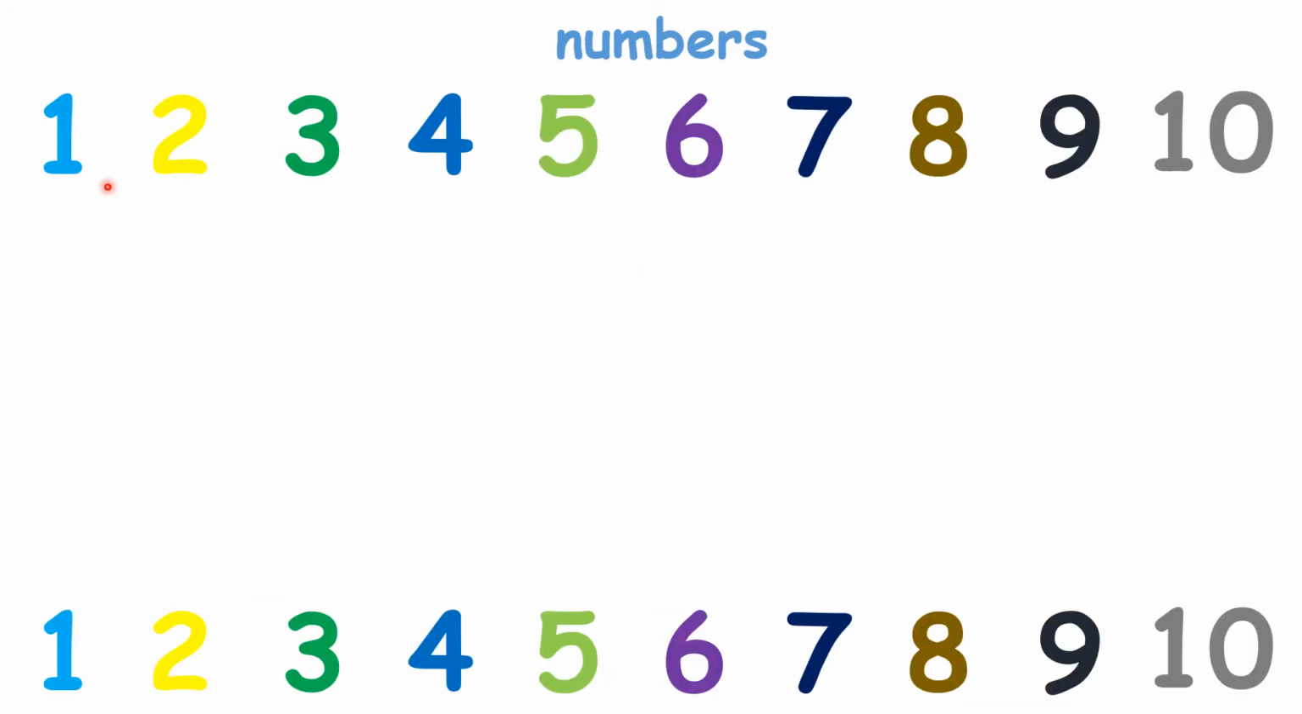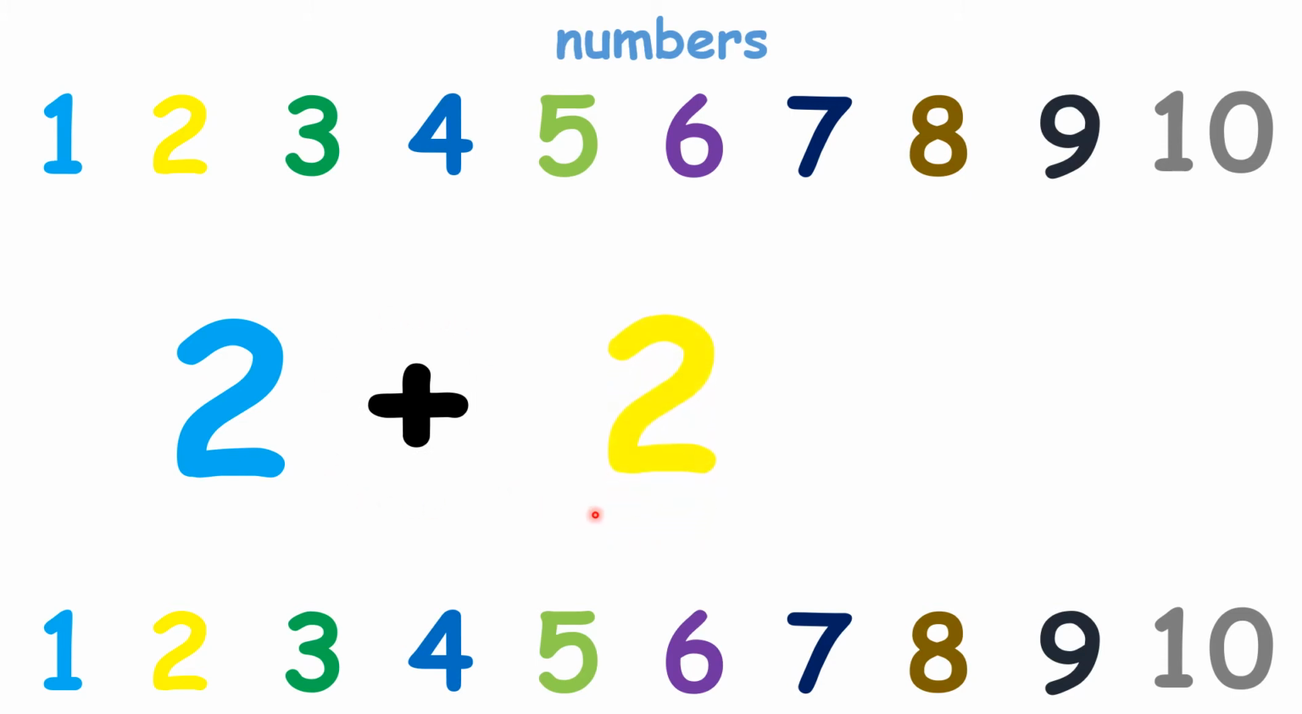Okay, so we have the numbers 1, 2, 3, 4, 5, 6, 7, 8, 9, and 10. We are going to do some maths, but very easy, and you can help me. If I have number 2 and I want to add 2, 2 plus 2 is what? Very easy to start. 4. 2 plus 2 is 4.